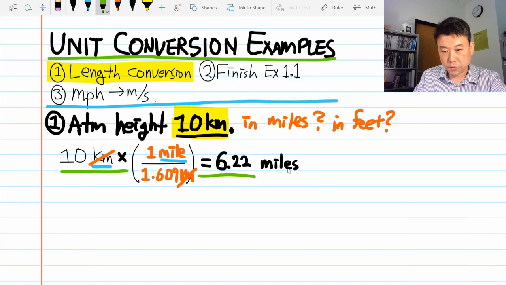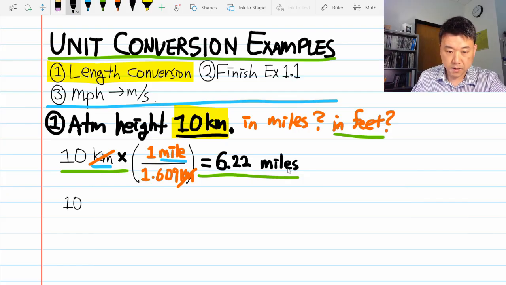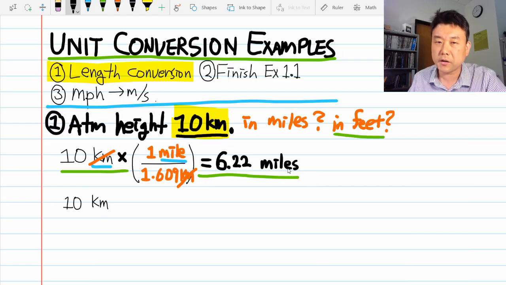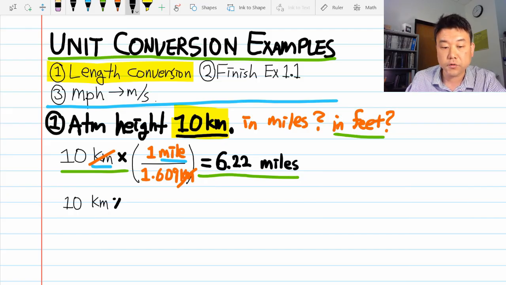All right, let's go through the second part more quickly. We want the answer in feet. So we start out with the same number, 10 kilometers. And I remember from looking at the useful information earlier that I'm not given a kilometers to feet conversion. I am given a feet to meter conversion. So what I'm going to need to do is convert twice. I will need 2 conversion factors to get my final answer in terms of feet.